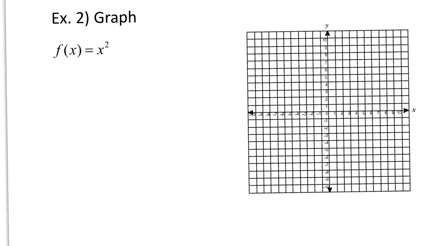So my vertex form, f of x is a times the quantity of x minus h squared plus your k value. So when I compare the parent function to the actual form, I don't have parentheses, so there's no h, and I don't have a number at the end. Now, you guys can say that h equals 0 because we don't have parentheses. So let me write that down, h equals 0.